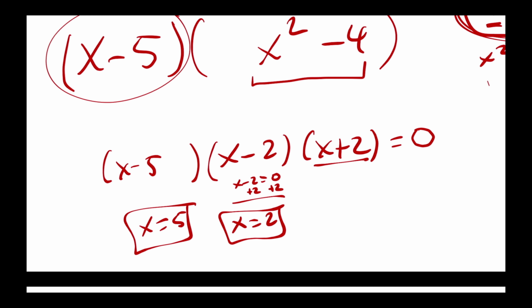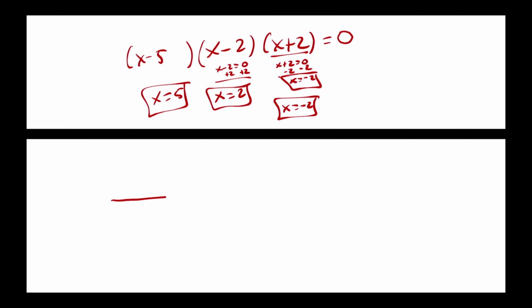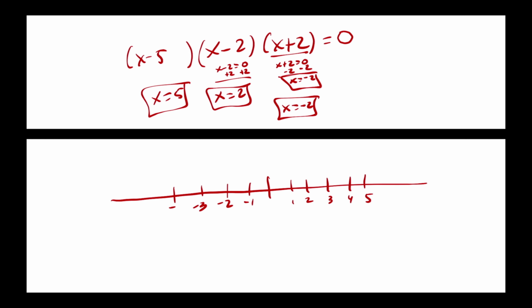And what's going to make this 0? So x plus 2, when is that going to be 0? Subtract 2 on both sides. I get x equals -2. So there are my roots. Now I can draw my number line. Here's 0, 1, 2, 3, 4. Here's 5. And here's -1, -2, -3, -4, and so on. Now I know that my graph hits the x-axis at 5, at 2, and at -2.